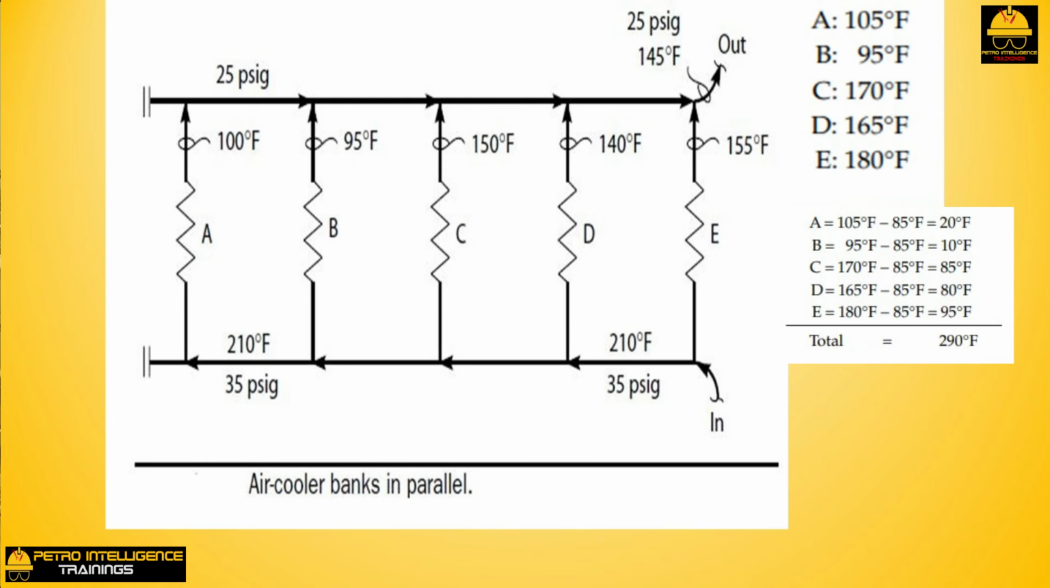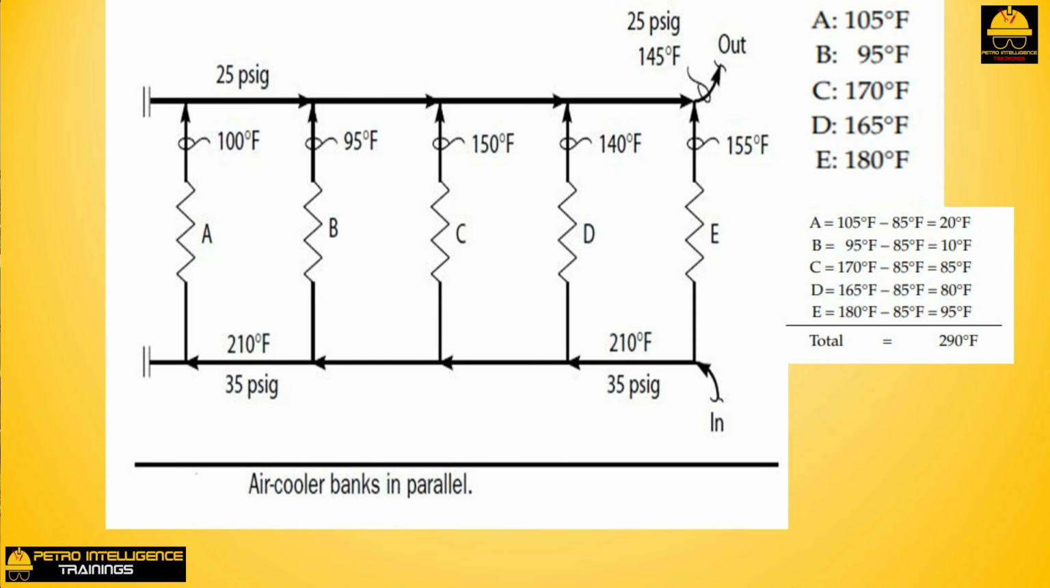C equals 170 degrees Fahrenheit minus 85 degrees Fahrenheit equals 85 degrees Fahrenheit. D equals 165 degrees Fahrenheit minus 85 degrees Fahrenheit equals 80 degrees Fahrenheit. E equals 180 degrees Fahrenheit minus 85 degrees Fahrenheit equals 95 degrees Fahrenheit. And the total equals 290 degrees Fahrenheit.